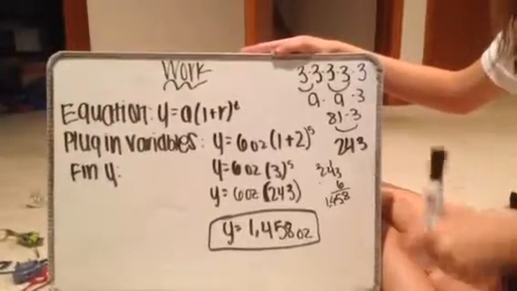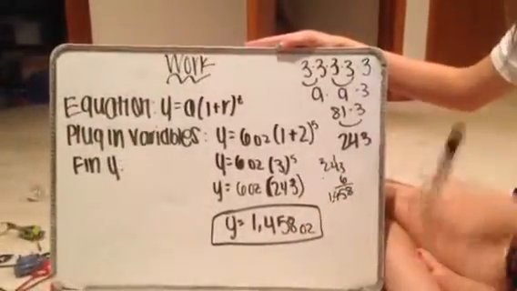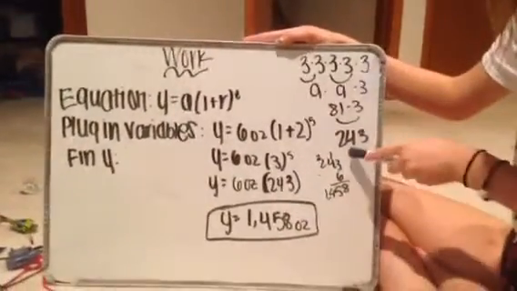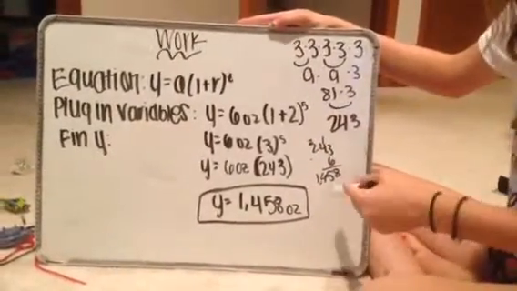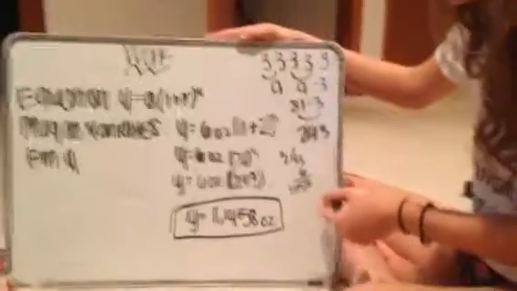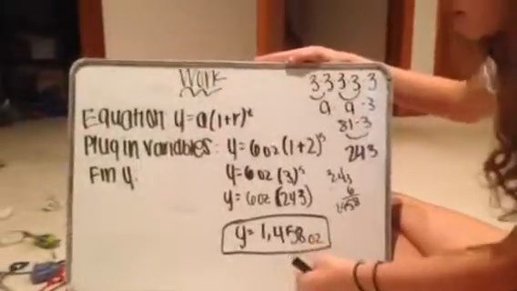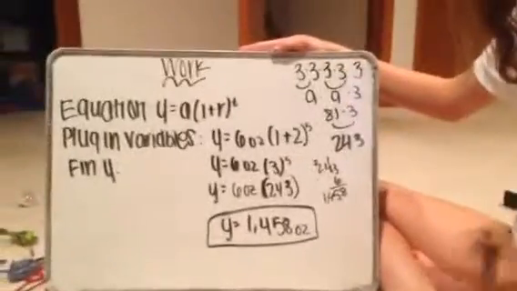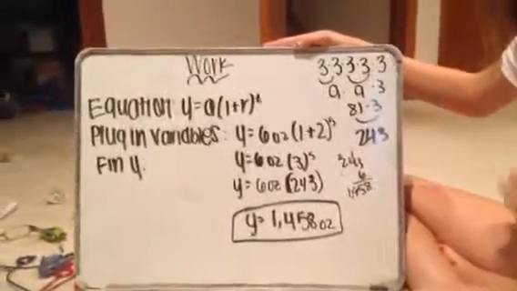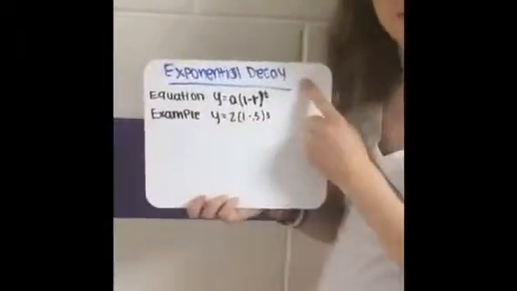The next step is doing 6 ounces times 243. Over here you can see how to find it if you don't know how to multiply. But 243 times 6 equals 1,458. So our answer is 1,458 ounces of popcorn. Today we're going to talk about exponential decay.